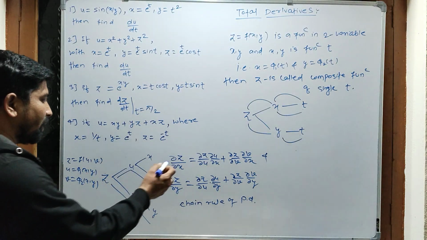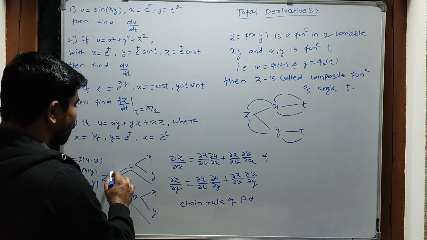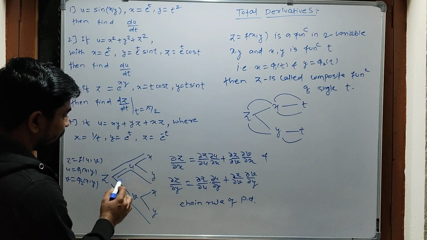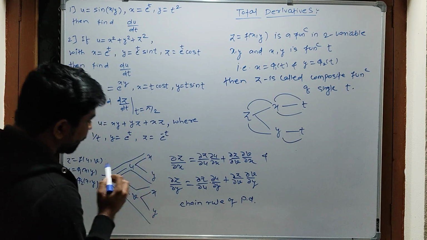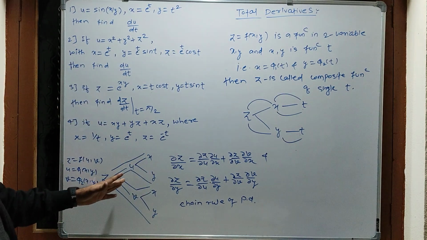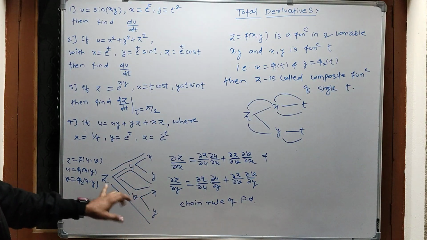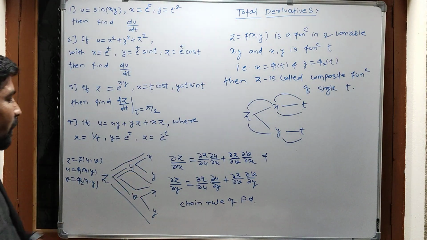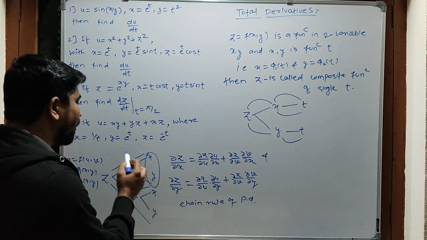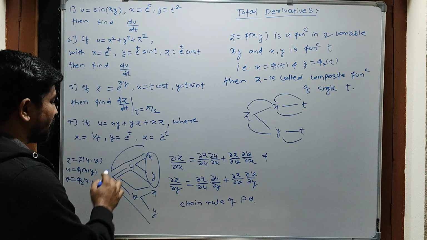In the starting here, z is the function of u and u is the function of x. Here z is the function of v and then x. So here z is the function of u, v, and u, v is the function of x, y. That's why z is the composite function of the two independent variables x and y. So corresponding to this, it is a direct function.